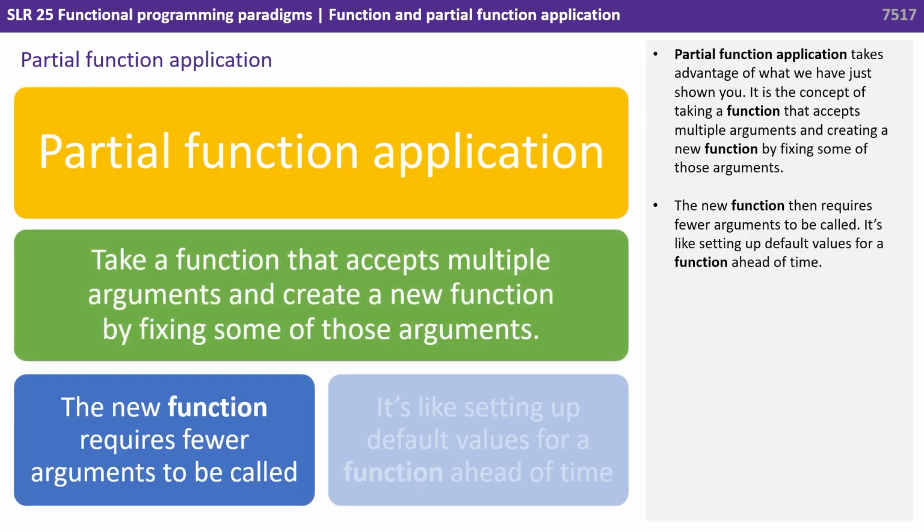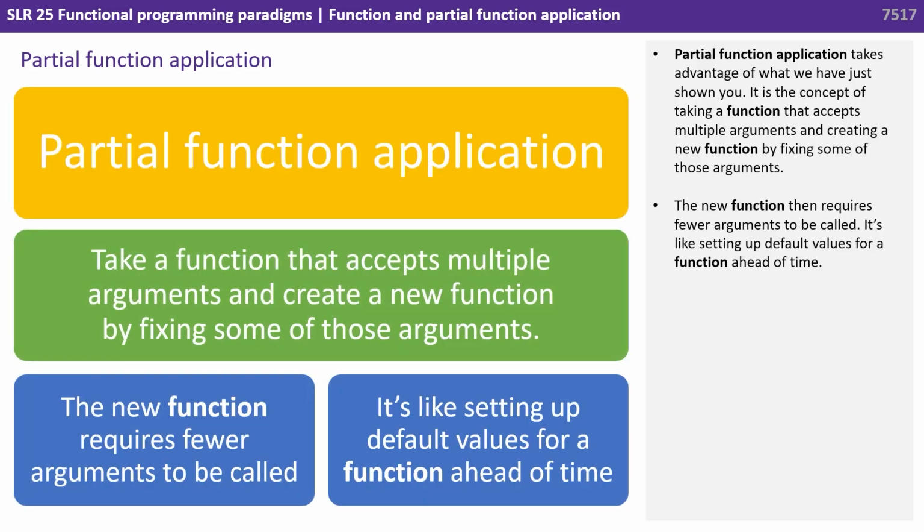Partial function application takes advantage of what we've literally just shown you. It's the concept of taking a function that accepts multiple arguments and creating a new function by fixing some of those arguments. The new function then requires fewer arguments to be called. It's like setting up default values for a function ahead of time.